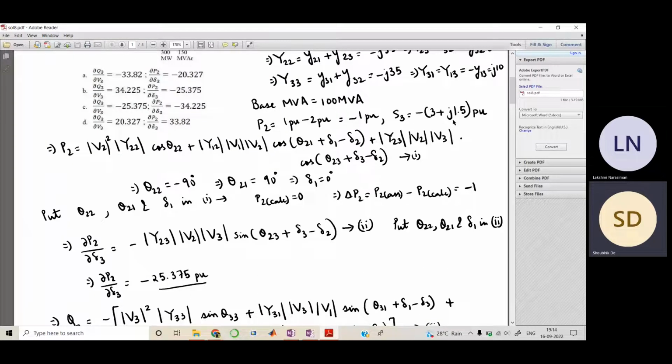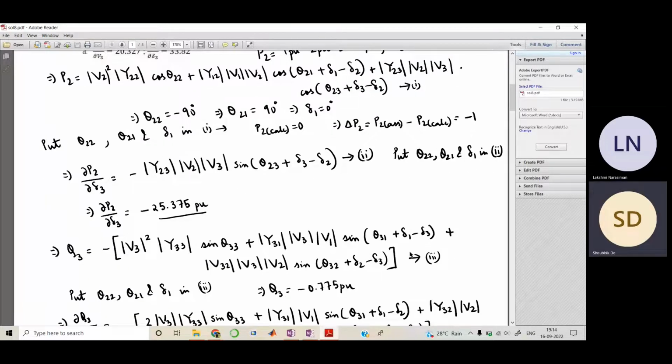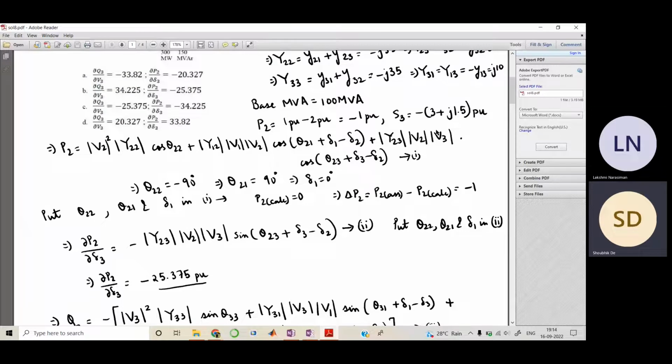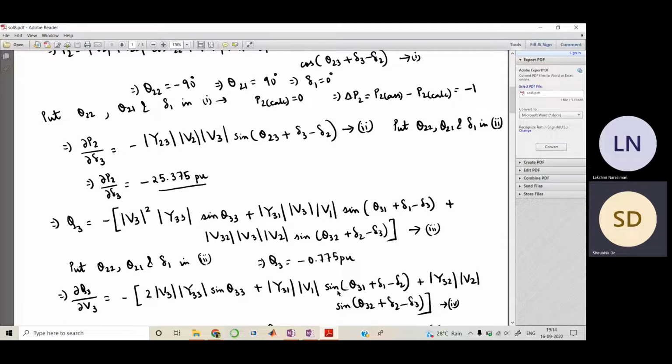Where was it? Yeah, this was minus J1.5. Don't take the real term here, because this is Q3, the reactive part, so we have to consider the imaginary term, right? We won't take the real term. Oh, sorry, this is S3, my bad. So Q3 would be 1.5, and you then subtract this. Your del Q would come out to be something like 0.725 per unit.